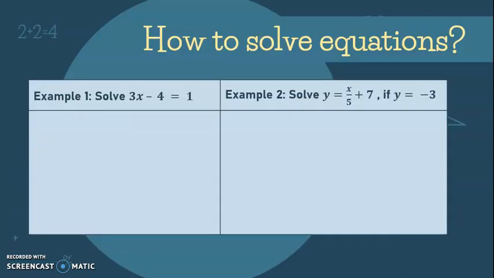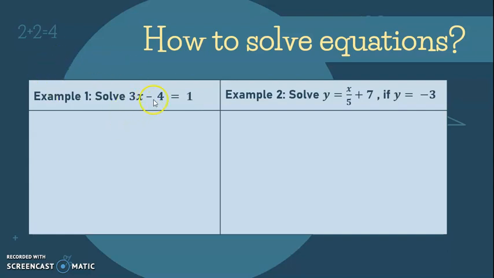Okay, so normally, how do we solve an equation? Before we go to solving a function, let's recap your solving equation. Let's do example number 1. Solve 3x minus 4 is equal to 1. So first, how do you solve this equation?